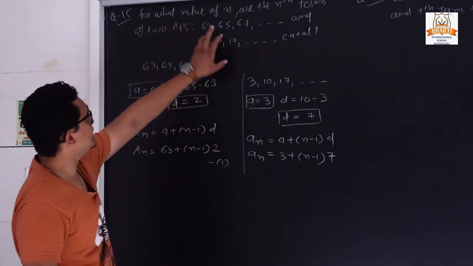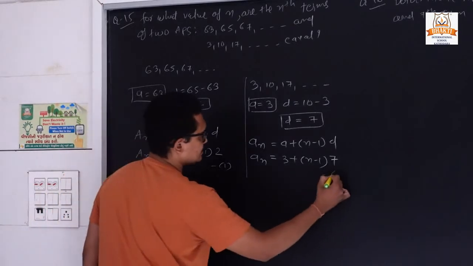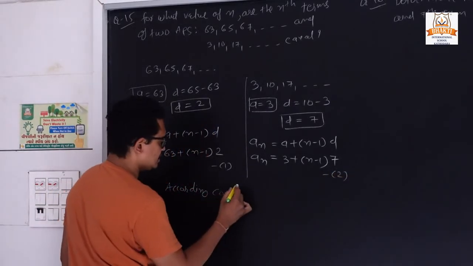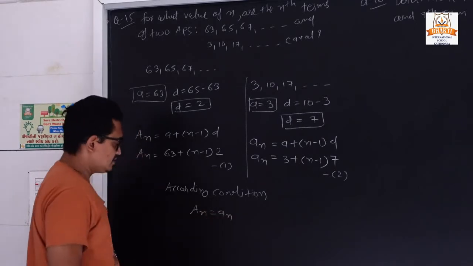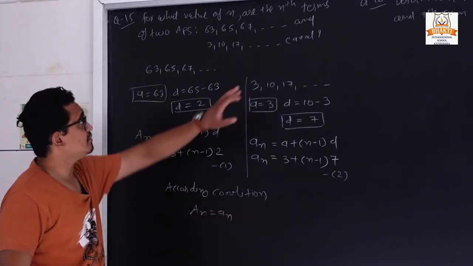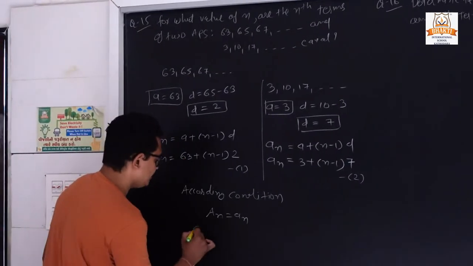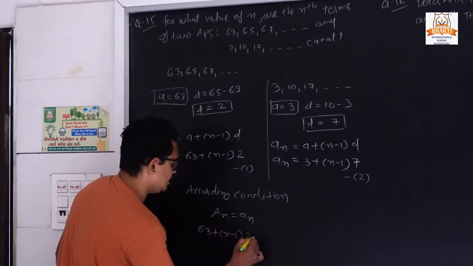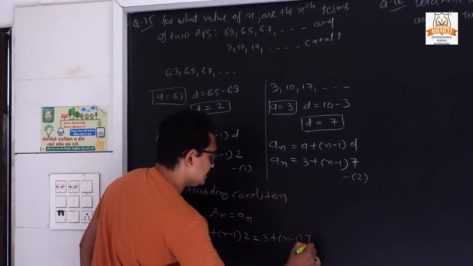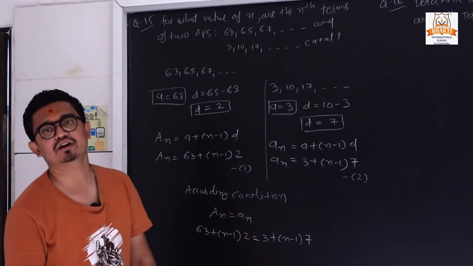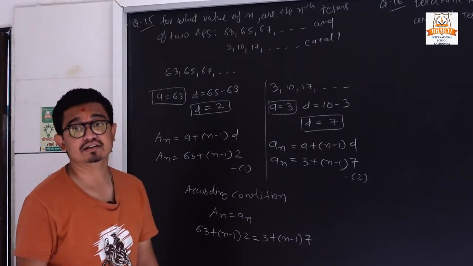We can declare this as result 2. According to the condition, An is equal to an. It means for which n the nth terms of both series will be the same. So An is equal to 63 plus n minus 1 into 2, and small an is equal to 3 plus n minus 1 into 7. So we want to find the value of n for which the term of both series will be the same.